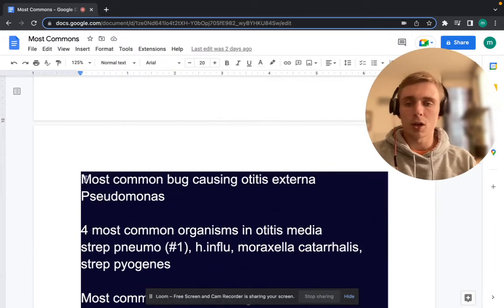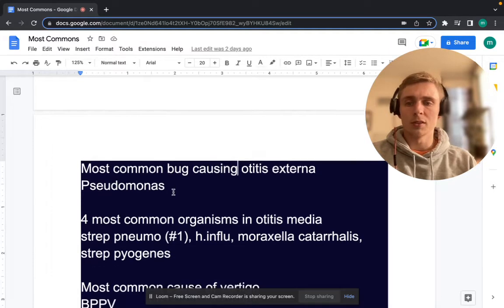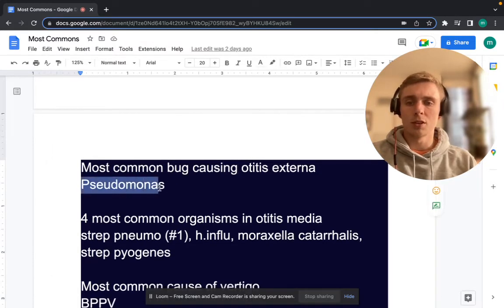How about what is the most common cause of otitis externa? So what's the most common cause of otitis externa? Most common cause of otitis externa is going to be Pseudomonas. So Pseudomonas aeruginosa, the most common cause of otitis externa.